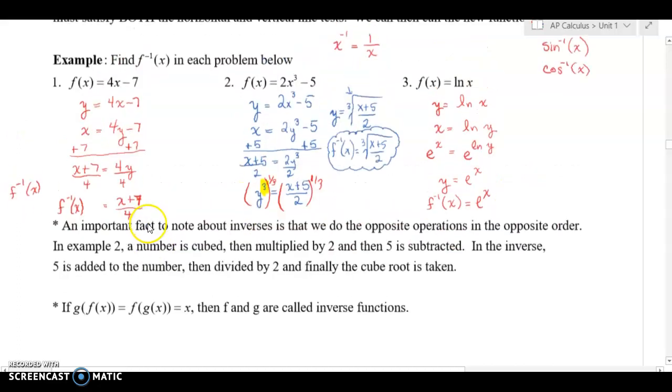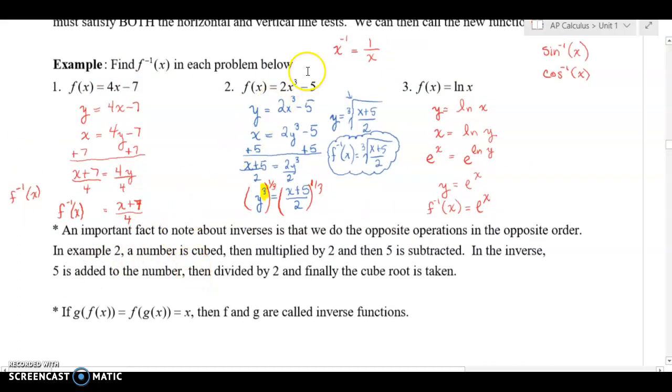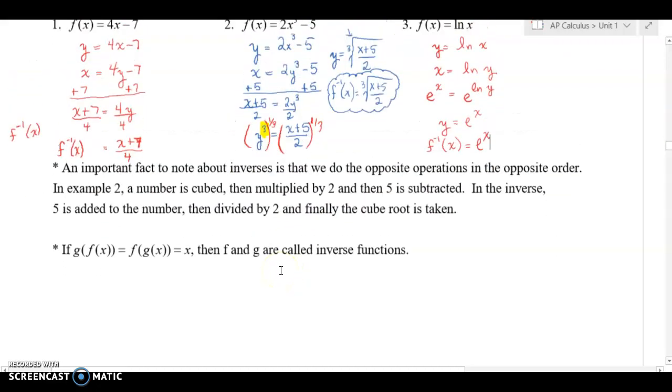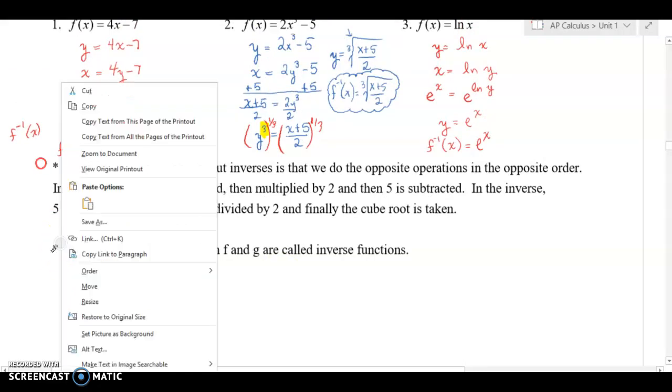Okay, so an important fact to note about inverses is that we do the opposite operations in the opposite orders. So in example 2, the number is cubed, then it's multiplied by 2, then it's subtracted by 5, or 5 is subtracted. So then what we need to do is the opposite of that. So 5 is added, then it's divided by 2, and then it's raised to the 1/3 power, or the cube root is taken.